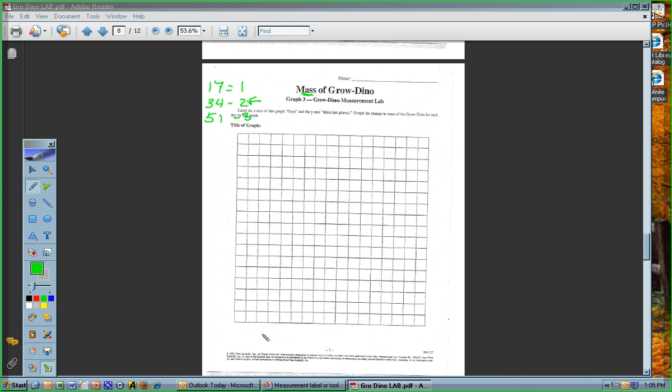All right, and then across the bottom, you still have days. So you want mass going up, and that's going to be in grams, and you're probably going to go up by 2s, and then across the bottom, you're going to have days. And it's just like the last one where you go every 3.